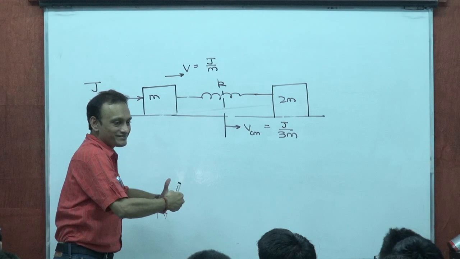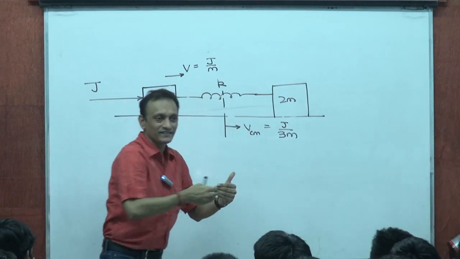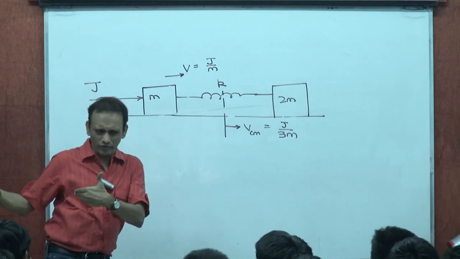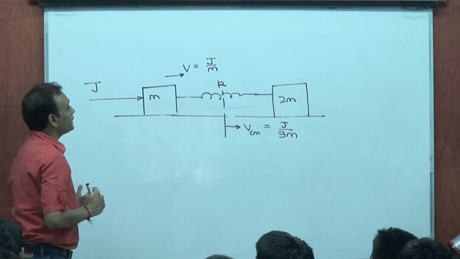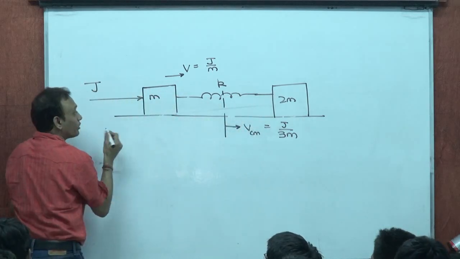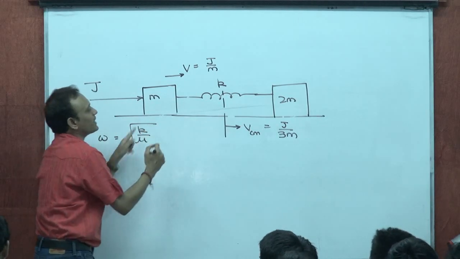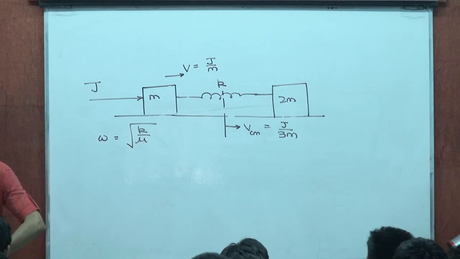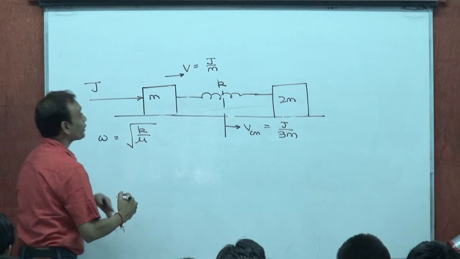So now what would happen? There would be translation as well as oscillation, right? Like before, it would reduce to a system that we've already investigated. And the omega of oscillation would be root k divided by mu. Use the reduced mass of the system, m into 2m divided by 3m, right?